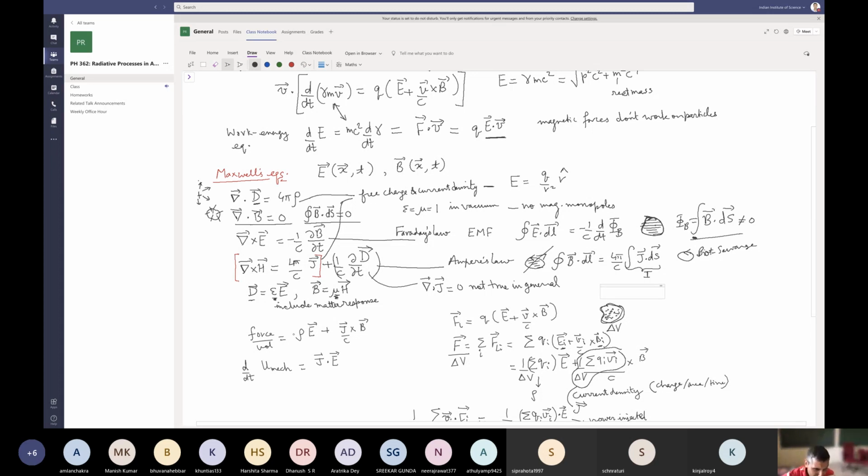So this is mechanical energy density. And this is the work done by the electric field.